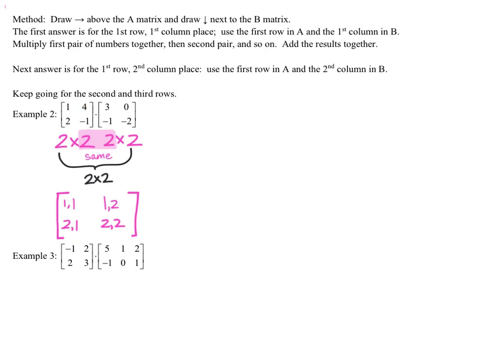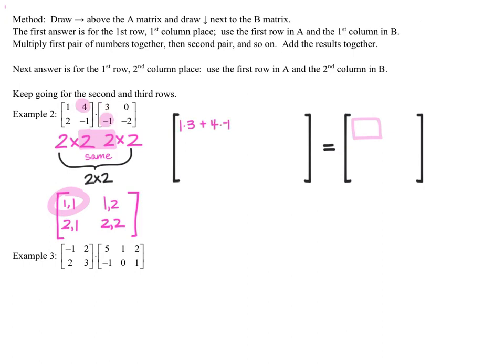So the process for finding element 1,1 in our matrix answer is to multiply the elements of row 1 from the left matrix with the elements of column 1 from the right matrix and add those products together. So for that first element of our product, we're going to take 1 times 3 and add that to 4 times negative 1, which gives us negative 1.